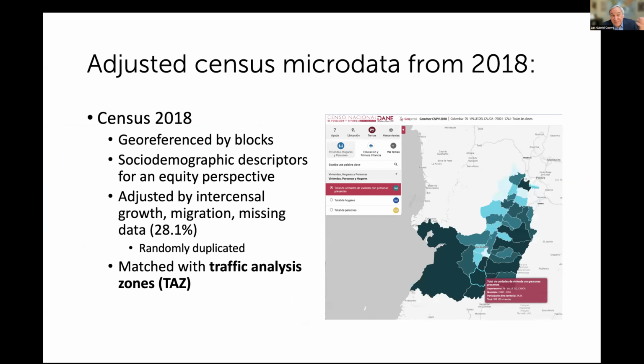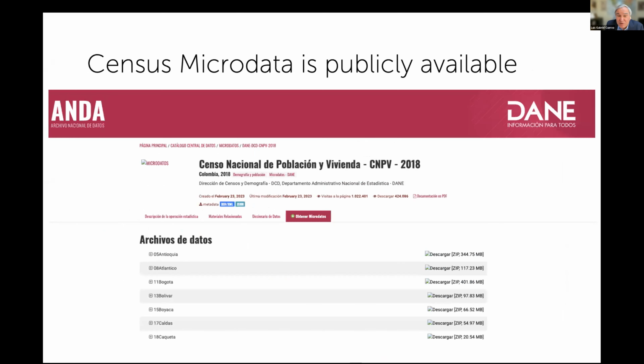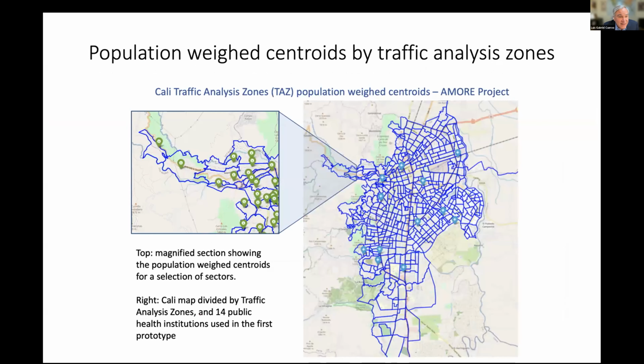First of all, the microdata from the census is just a screenshot to show you that that's all digitized, and then we matched it to the traffic analysis zones after adjusting for intercensal growth, migration, and missing data. This is the adjustment. We did a random duplication of registries, and so we have that way the adjusted census. This is how the interface looks. Anybody can go and download this information, and you have the code for the city if you want to have the urban area or the metropolitan area. This is the urban area of Cali.